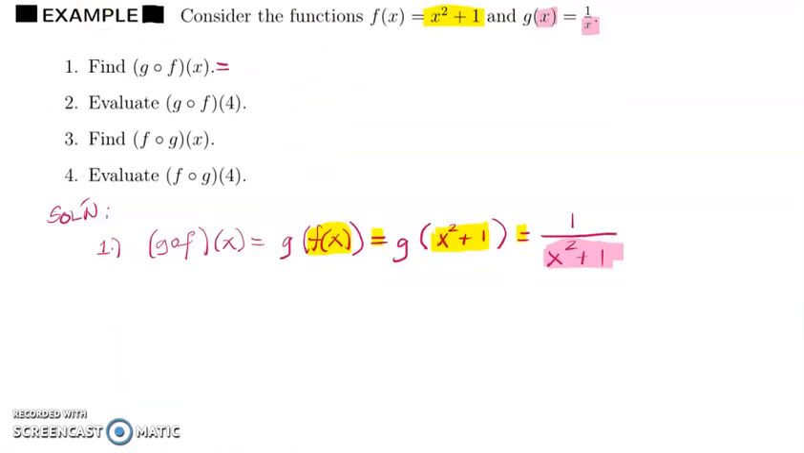Second, for the g of f of 4, this is a particular point under g of f. Again, our g of x is defined by this one here. We already computed that to be equal to 1 over x squared plus 1. So we will just substitute x is equal to 4 on that.